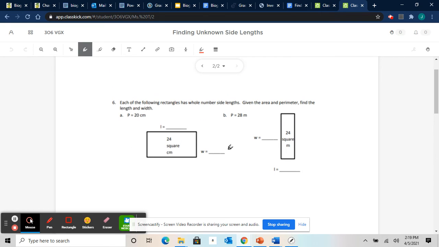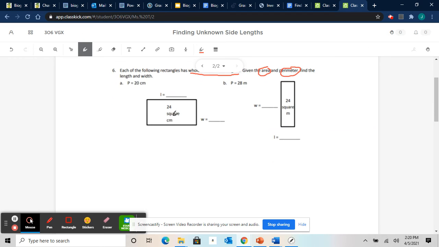All right, now this is getting a little bit trickier. So it says each of the following rectangles has a whole number side length. Whole number side length. So they're just telling you that this is going to be a whole number, this will be a whole number. Given the area and perimeter, find the length and width. So here, they're not only giving you the perimeter, they're giving the area and the perimeter. So let's just first look at what we know. I know that this is a rectangle, which means the top and bottom length are going to be the same amount of centimeters, and the two sides are going to be the same.